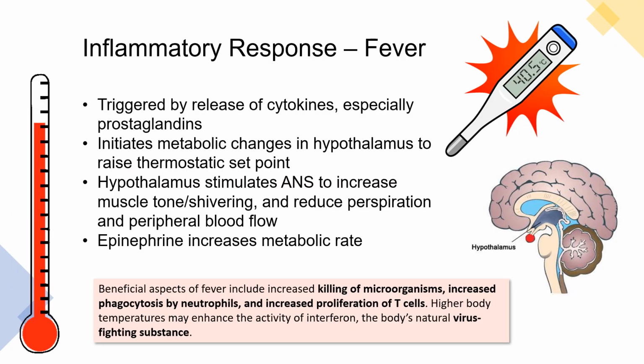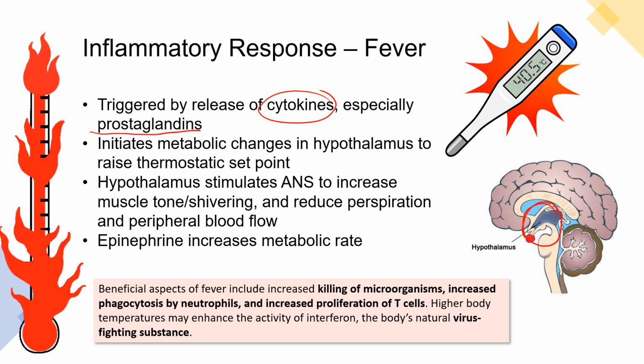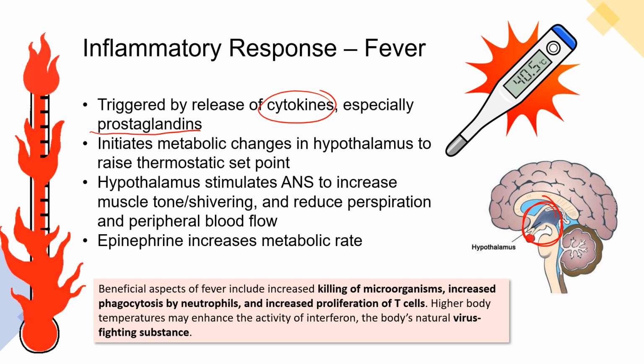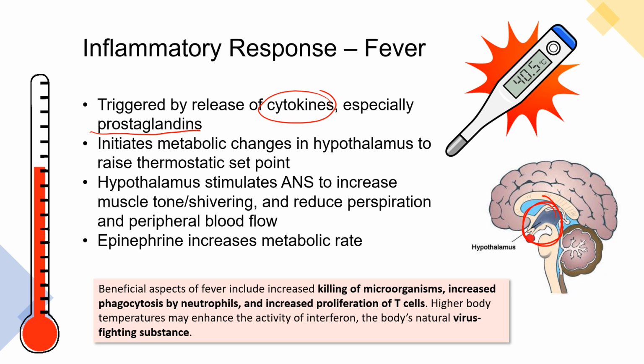So let's talk about fever. Why does it happen? Fever begins from the inflammatory response, it could be an infectious process going on. It's from the release of those chemical mediators or cytokines, especially prostaglandins. It's going to cause metabolic changes in the hypothalamus. The hypothalamus is here in our brain, that's the center that controls our thermostat, our body temperature. And this is going to trigger it to raise the thermostat.